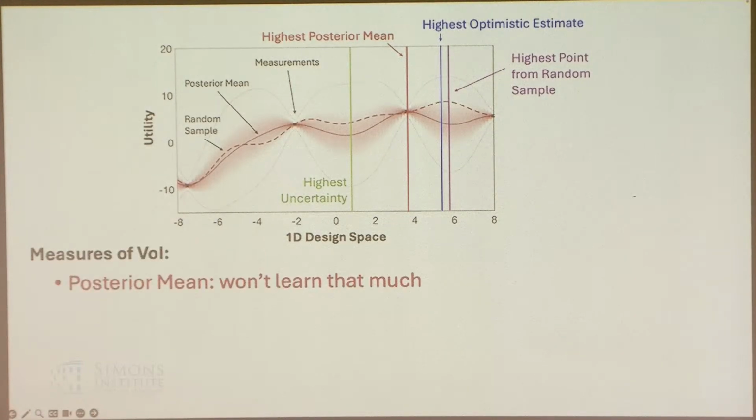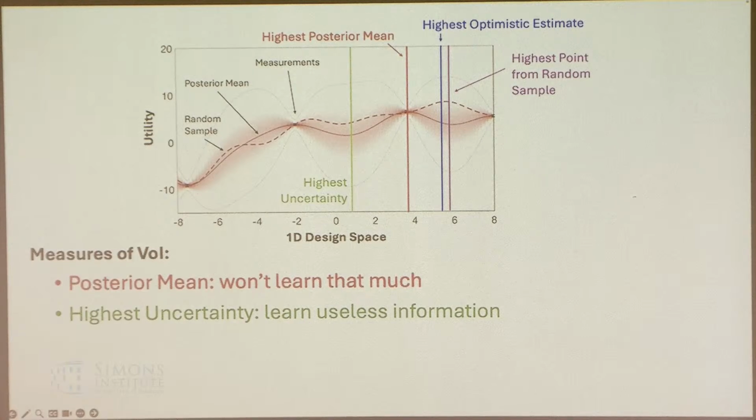Now, the posterior mean, unfortunately, we won't actually learn that much in terms of value of information because it's the one that on average we think is the best, but it doesn't actually tell us anything about how much we'll learn if we actually observe a new measurement there. Highest uncertainty, we might learn a lot because it's the point in the design space with the highest spread in terms of possible outcomes. Unfortunately, it can be the case, and it often is the case, that the information itself is actually useless, even though we learn a lot, because it could be very high spread, but it's all really low utility, right?